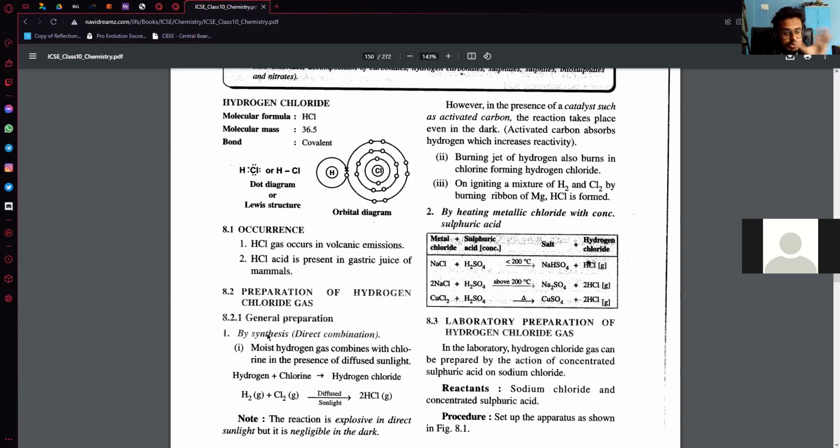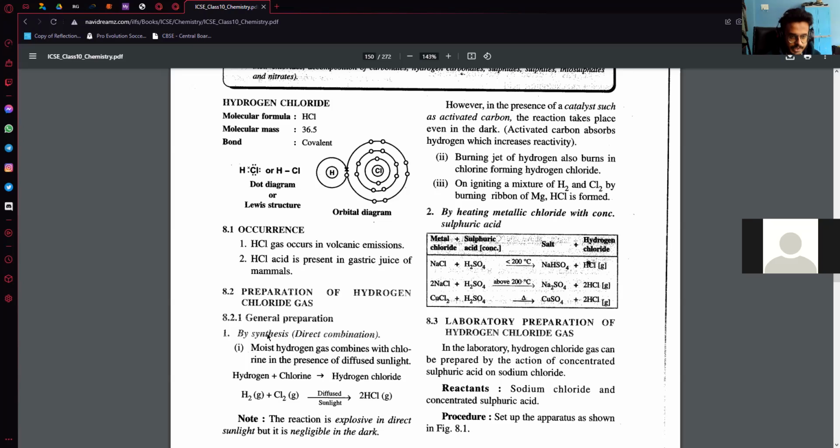Because in direct sunlight, this reaction gets very explosive and violent. So what we do is we react hydrogen and chlorine molecules in presence of diffused sunlight to form hydrogen chloride gas, right? So we don't use direct sunlight because this reaction is very, very explosive.